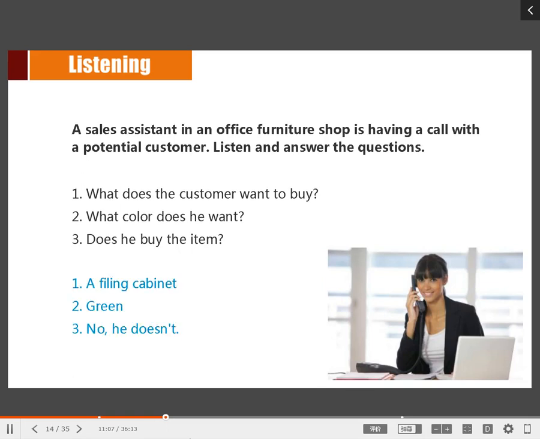All right, very good job. Now here, let's check your answers. So apparently, the customer wanted to buy a filing cabinet, right? And he wanted the color to be green, and in the end, he didn't buy the item.